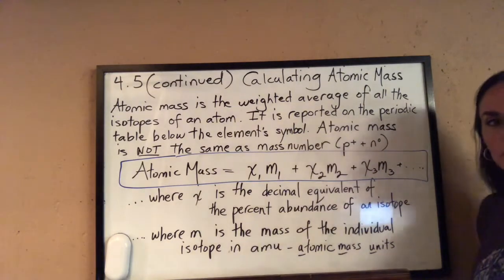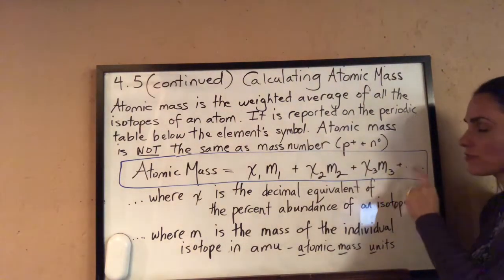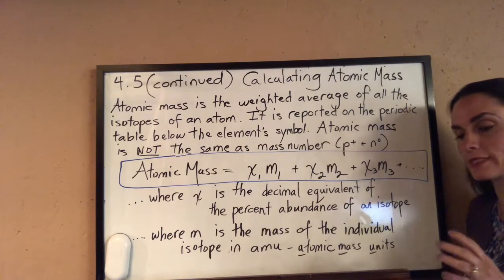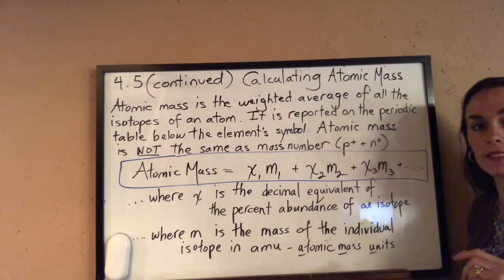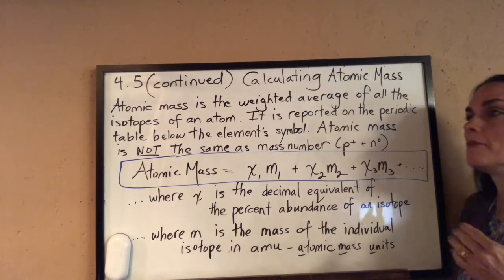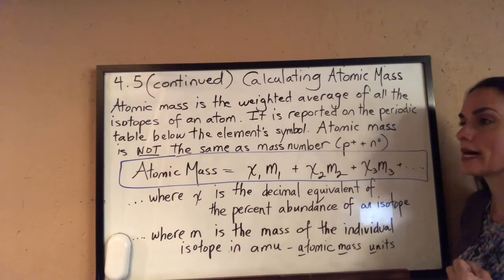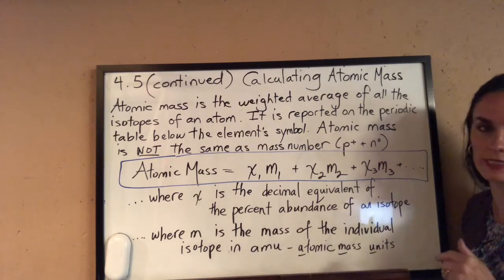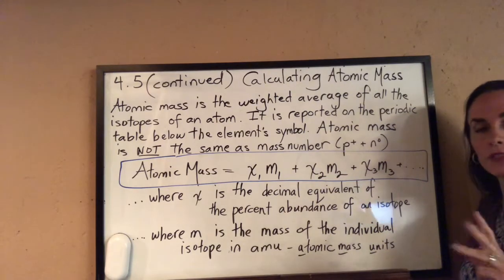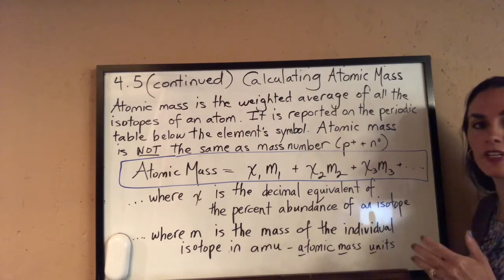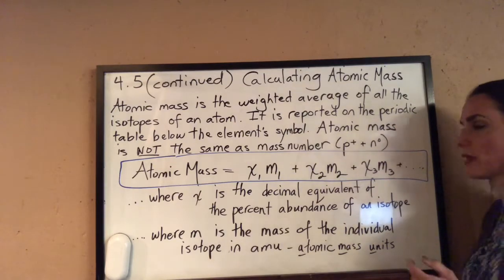In Chem 110, we will only go up to 3 isotopes, but there are many elements on the periodic table that are made up of many isotopes. Uranium has 7 different versions, 7 isotopes. That's just one example, okay? So we are going to do examples with 2 and 3 isotopes predominantly for Chem 110.